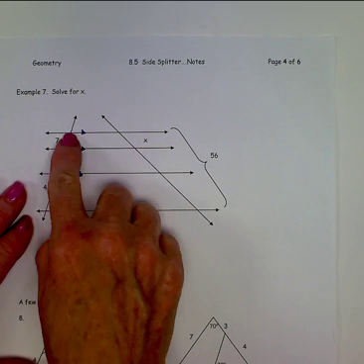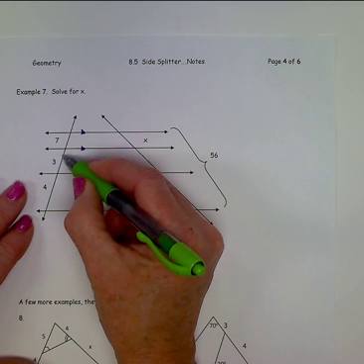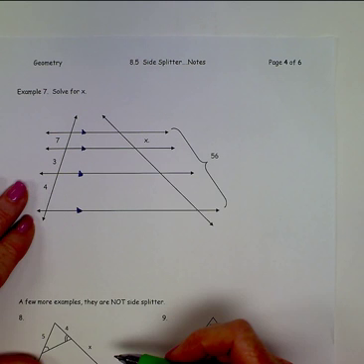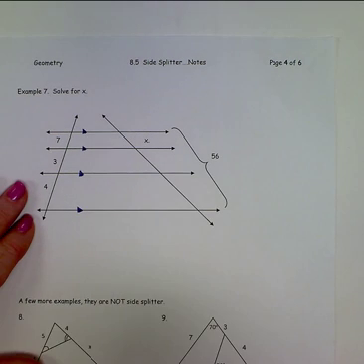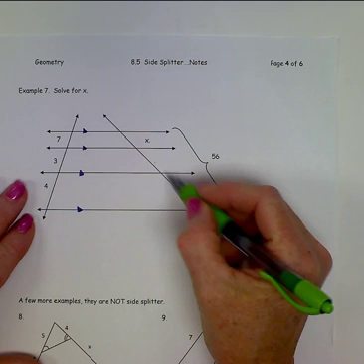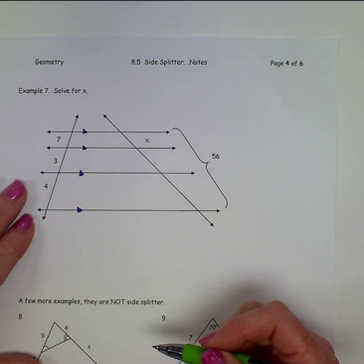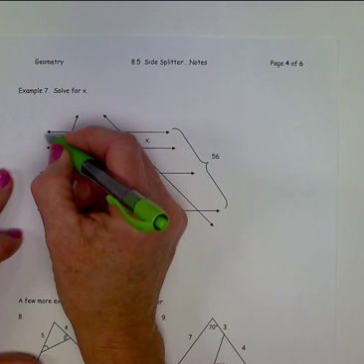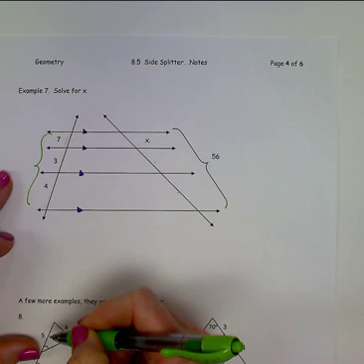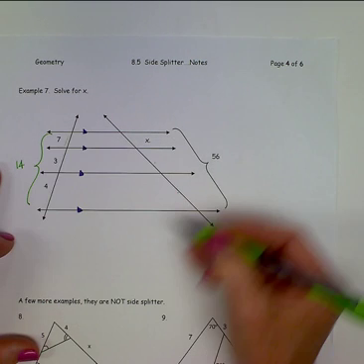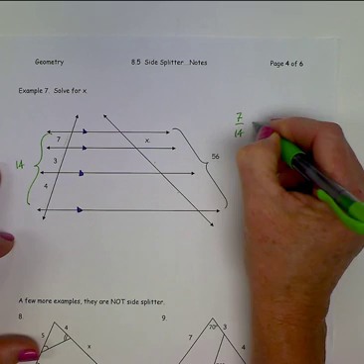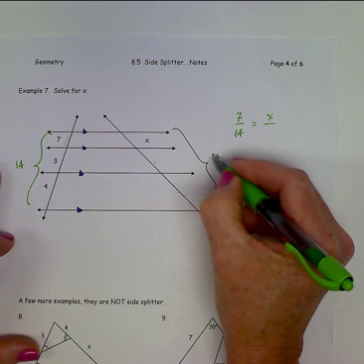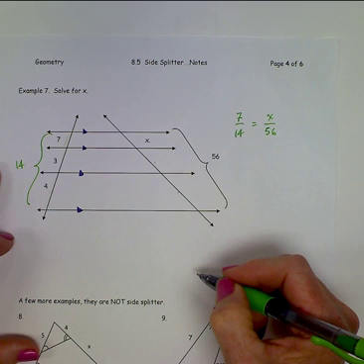This piece is 7, this piece is 3, that piece is 4, and I want you to solve for x. You have no idea what these other little bits here are, but what we could do is see that this top piece 7 to that whole thing 14 has to match up with, on this side, x to the whole thing 56.